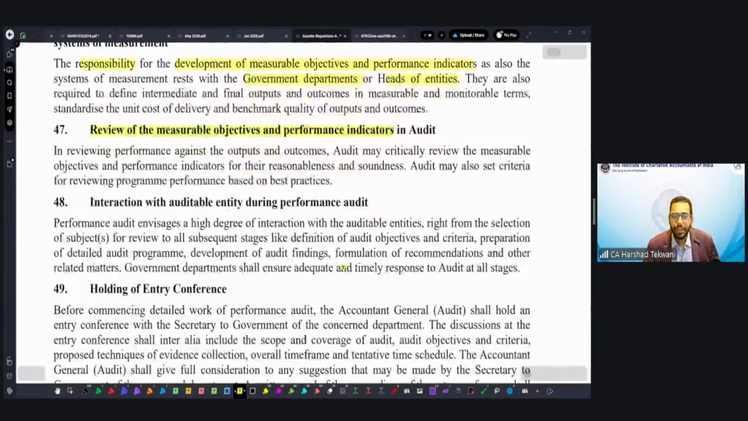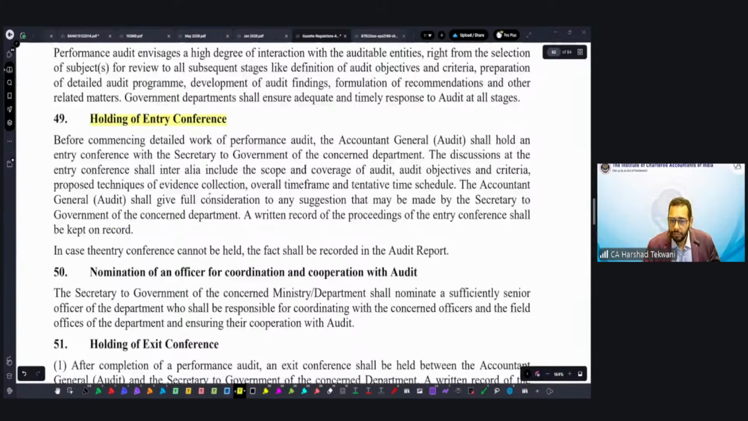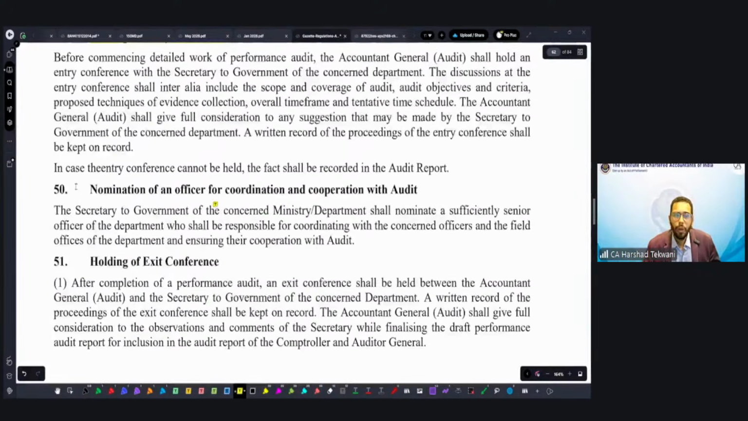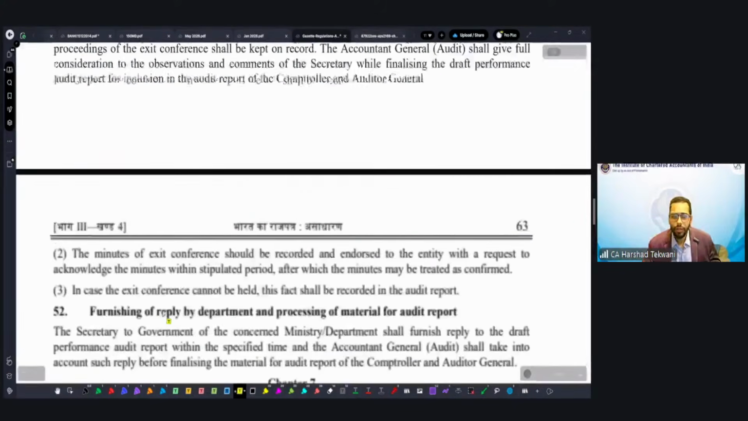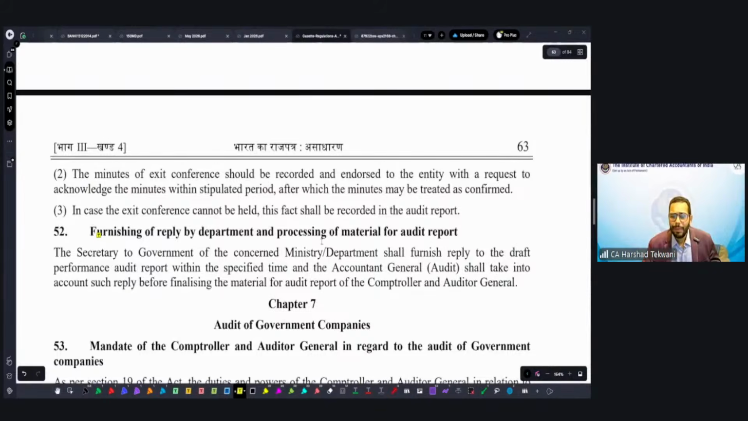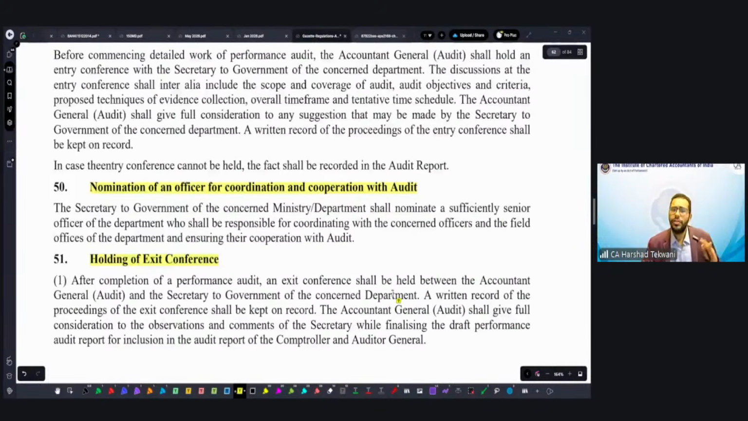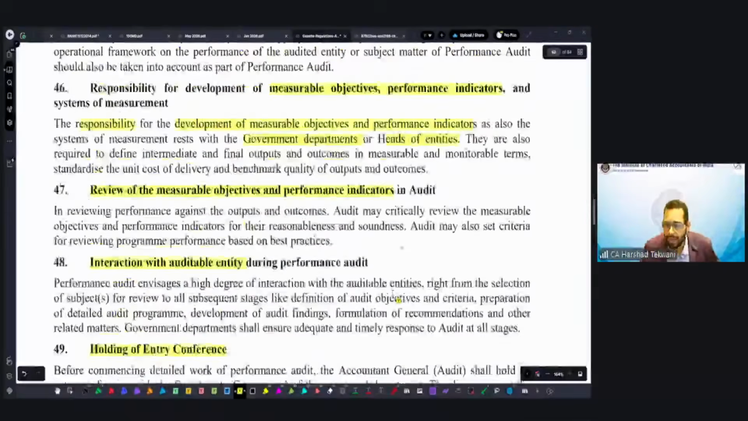Then there will be interaction with the auditable entity. You need to hold an entry conference. Okay. Nominate an officer for coordination and cooperation with the audit. Holding an exit conference. Like, an exit conference is before closing of the audit, and furnishing of reply by the department for internal audit, all those things. So some basic things are already given under the regulation also.